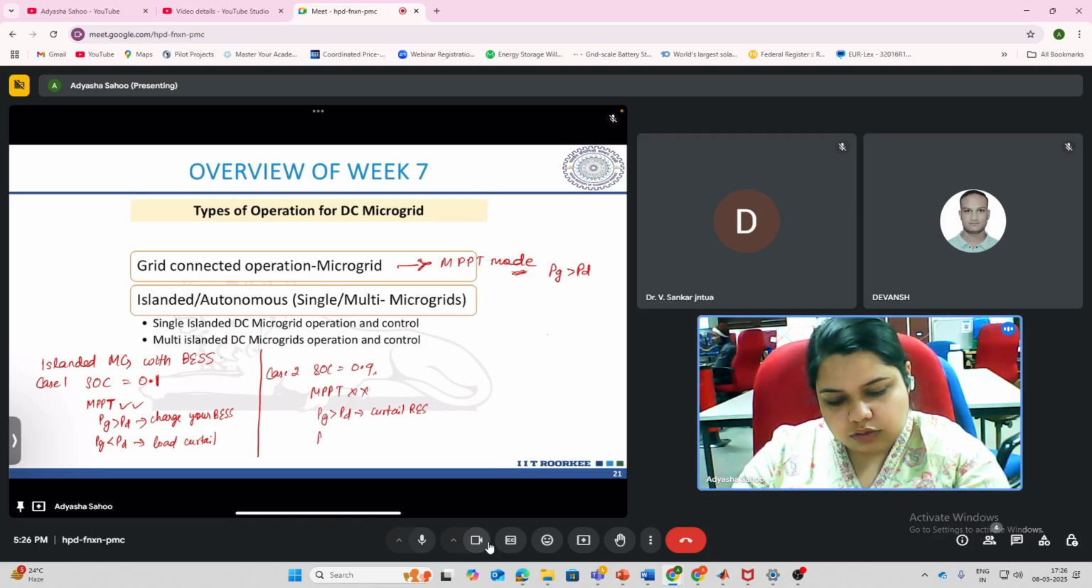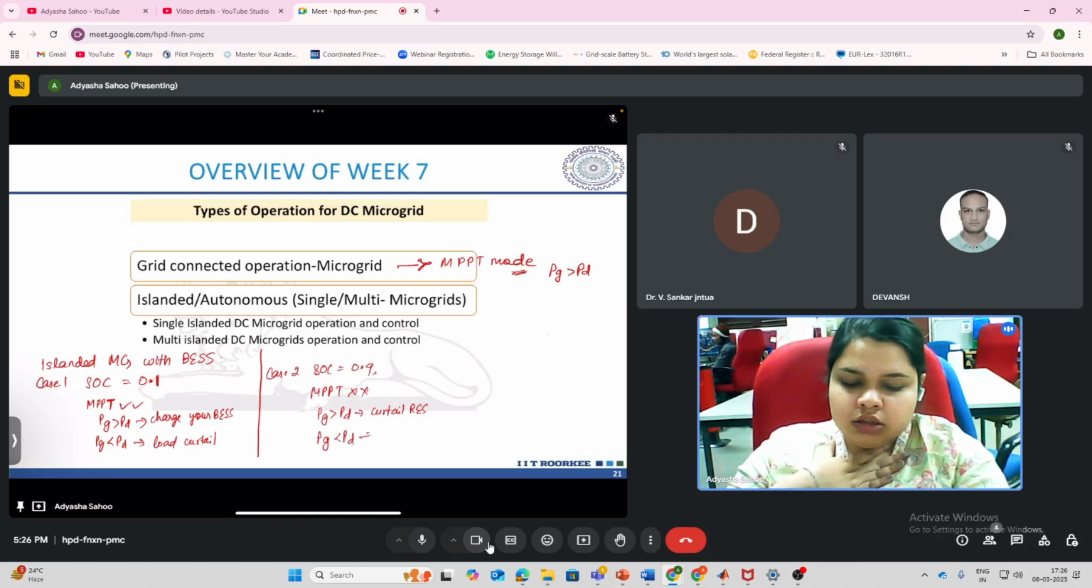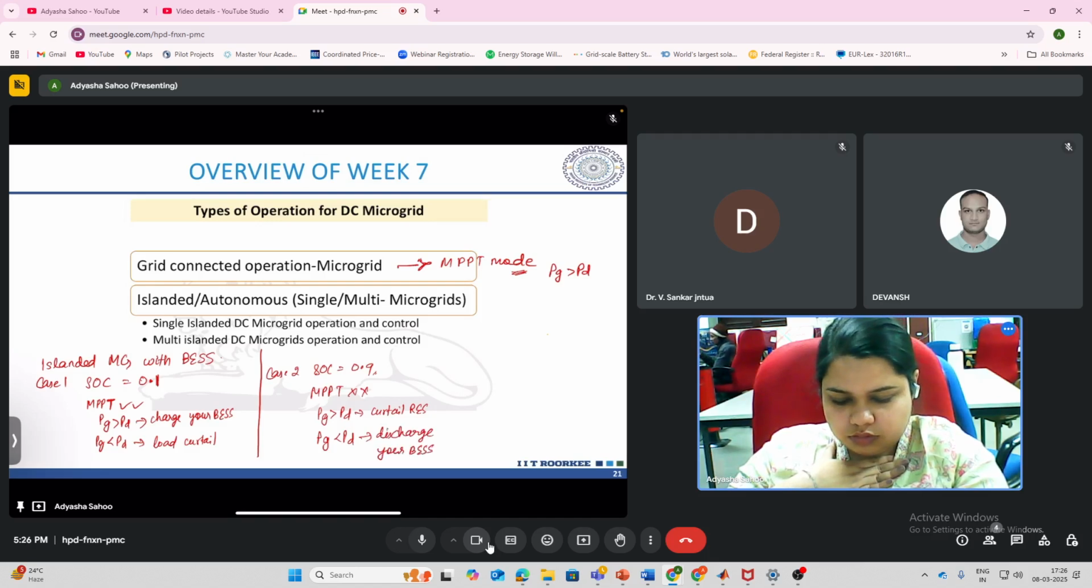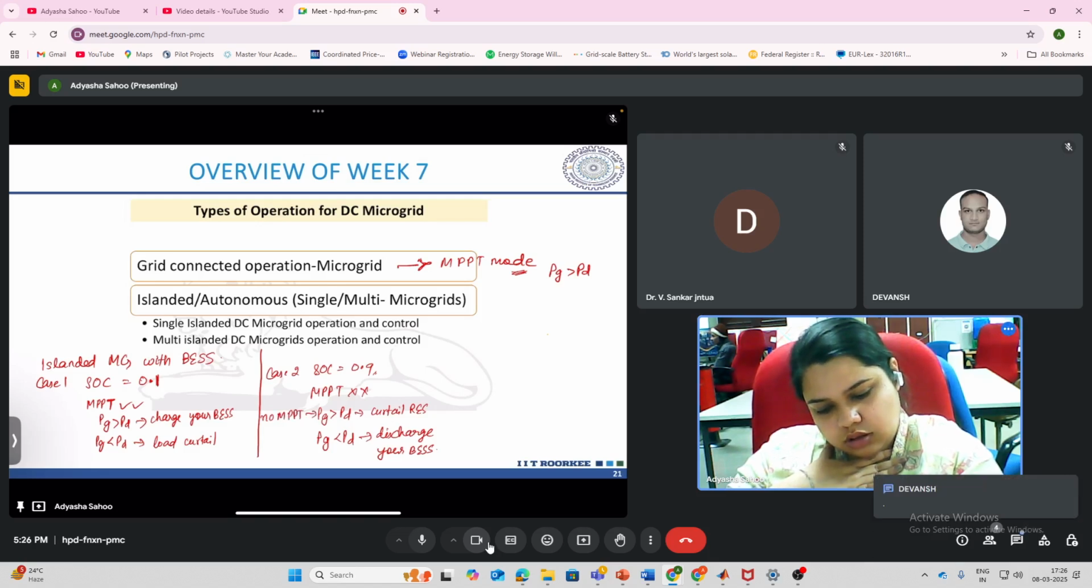But if your load is greater than generation, you can discharge your BESS to meet the load. So no MPPT in the first case. In this case you can have MPPT. This case you can have MPPT. And here also you can have your MPPT.